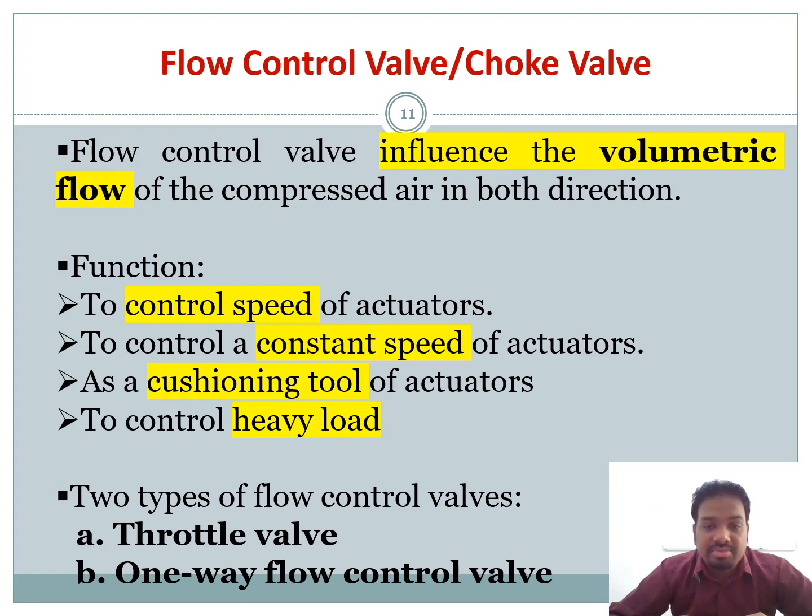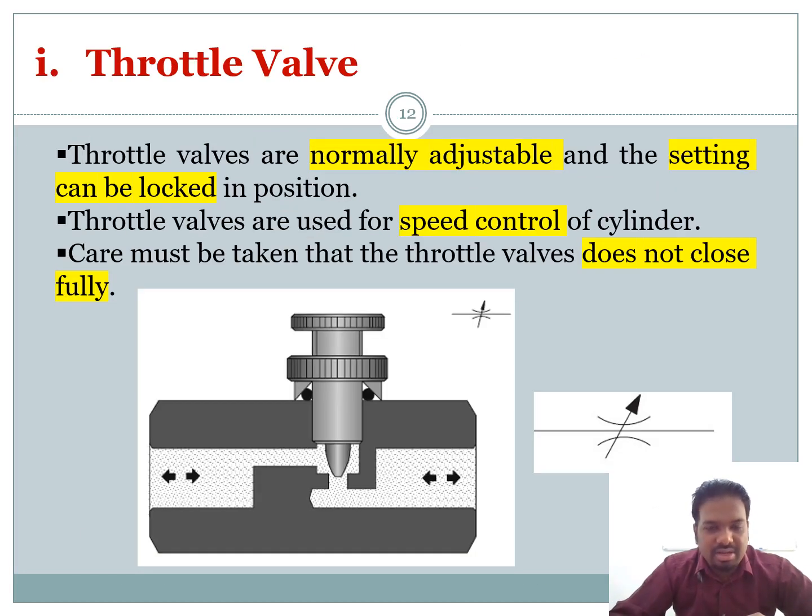Okay, so there are two types of flow control valves that we use in a pneumatic system. The first one we call a throttle valve, and the second one is a one-way flow control valve. Okay, so you will see each type. We see the first type, throttle valve. Throttle valves are normally adjustable, and the setting can be locked in one position.